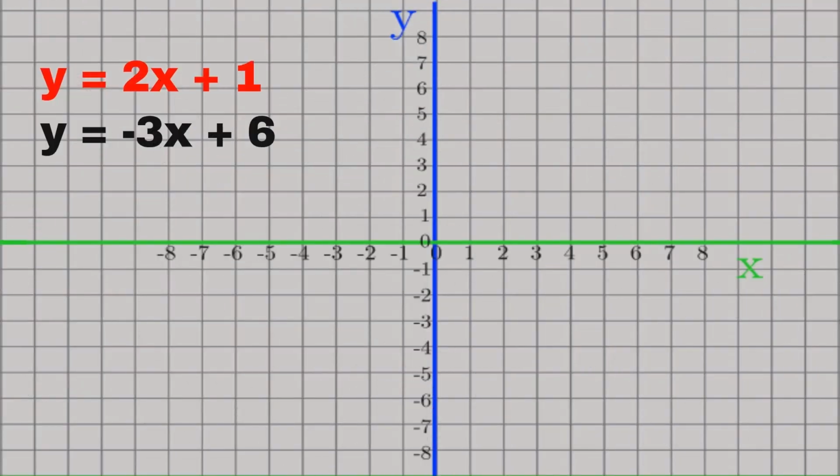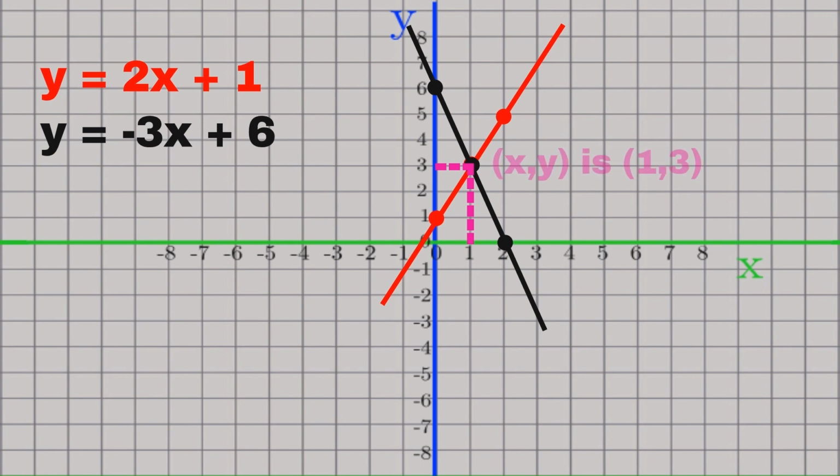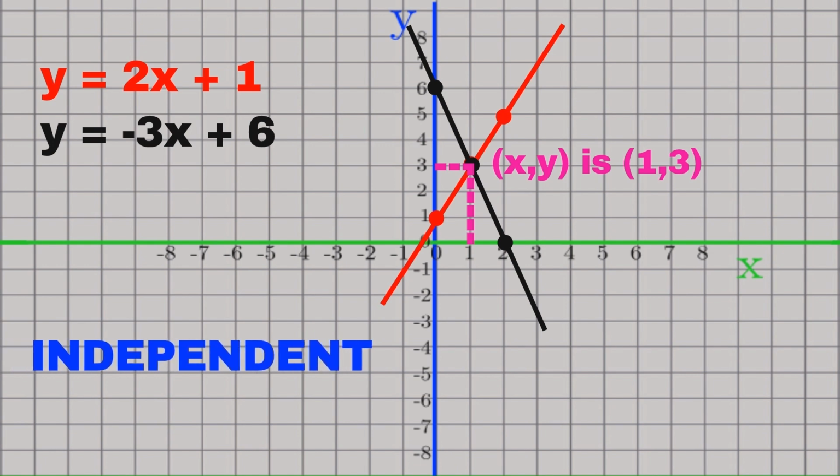Here's our first example. Here, we have two linear equations. We can plot these two equations on the graph. Where these two lines intersect, this is where we can find the solution of the x and y values. Therefore, the solution to this system of equations is 1 and 3. X is 1, y is 3. Because these lines are different, they are independent. Because it gives at least one solution, we can call it consistent.